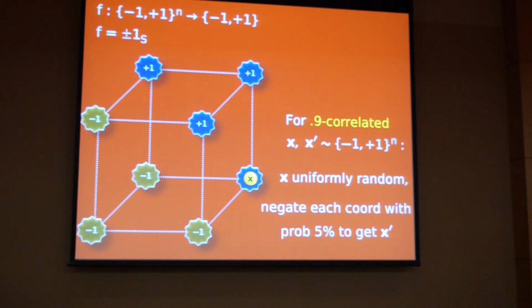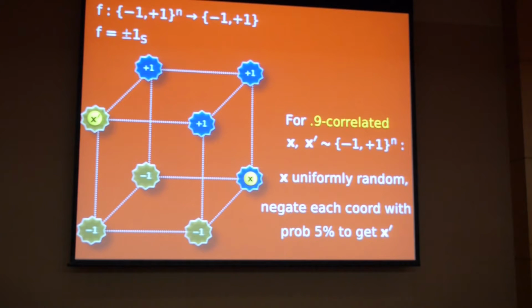And then you form x prime by negating each of its coordinates with probability 1 minus 0.9 over 2, which is 5%. Okay, so that will form nearby points in the cube. If you think of n as being quite high, in high dimensions, x and x prime will agree on about 95% of the coordinates, so they are nearby points. And what we're mainly interested in is the probability that x and x prime have different values under f.